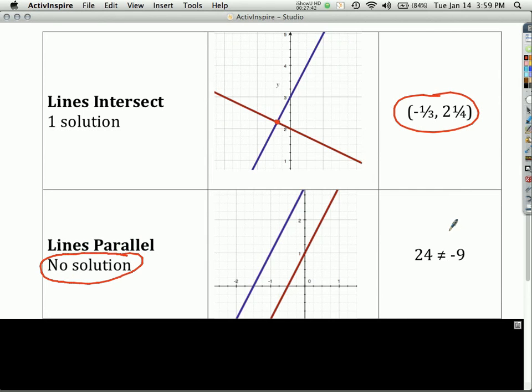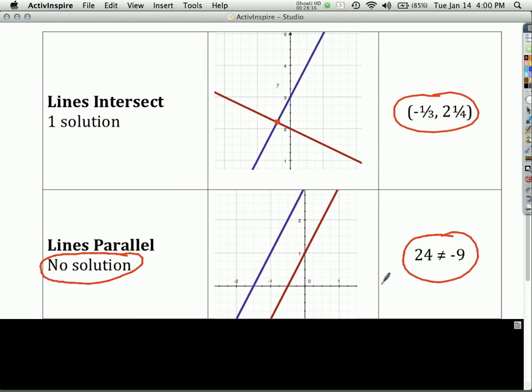Here's what it looks like when you're actually working out the math using substitution or elimination. We will end up with an equation where the two sides are not equal to each other. So we'll end up with two numbers that are not equal. And that will tell us that there's no solution. So, ideally there's one solution, but if the lines are parallel and they never cross, there's no solution.